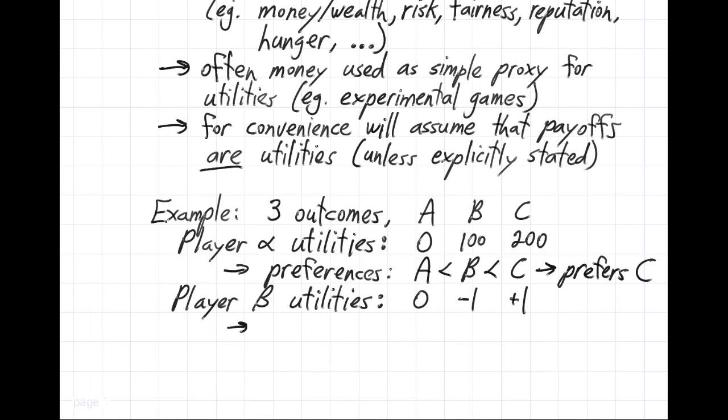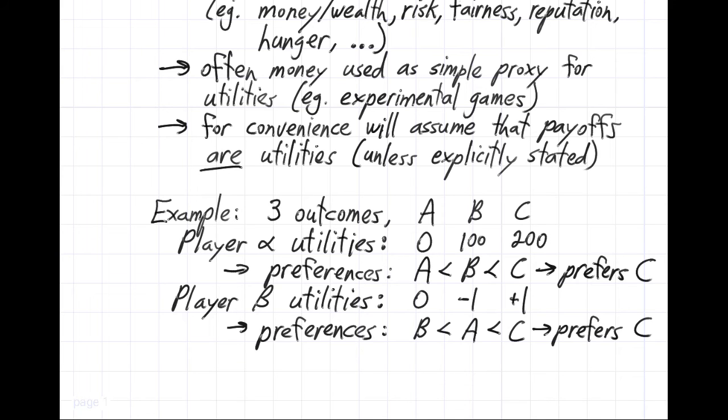Maybe pause the video here and make sure you can figure out what the preference ordering is for player beta. Okay, I'll write it down. In this case, B is the worst, so B is preferred less than A, and A is preferred less than C. So again, player beta prefers outcome C. That's all pretty straightforward, right?